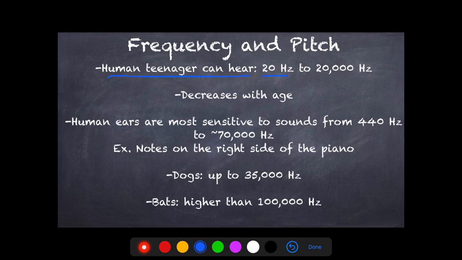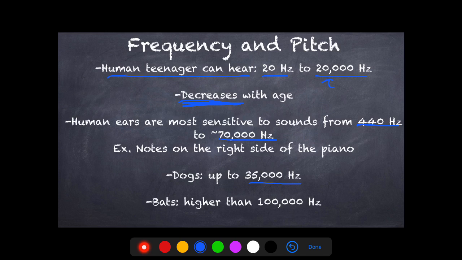Now, a human teenager, right, so you guys, you can hear between 20 hertz to 20,000 hertz, okay? But as you grow older, you're going to not have that wide of a range for what you can hear. It's going to decrease as you get older. We as humans, right, not just teenagers, but humans in general, are sensitive to sounds between 440 hertz and about 70,000 hertz. If you could notice, 70,000 hertz is a lot higher than what a teenager can experience, okay?